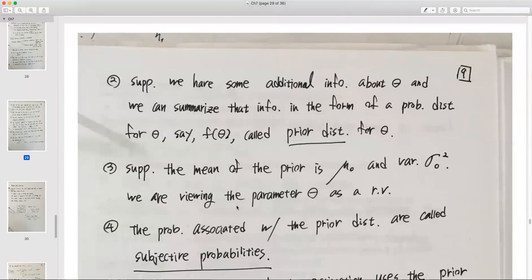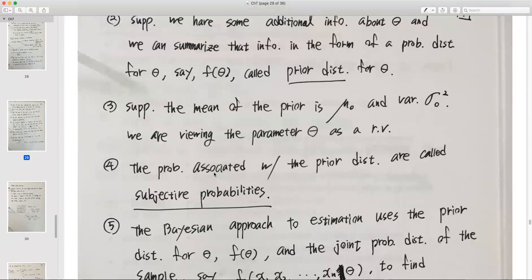Now we assume that the mean of the prior is mu zero and the variance is sigma zero square. Keep in mind, mu zero and sigma zero square are the mean and variance of the prior distribution. It means we consider theta as a random variable. The probabilities associated with the prior distribution are called subjective probability, which is against objective probability. We have studied objective probability; now we're going to study subjective probability.